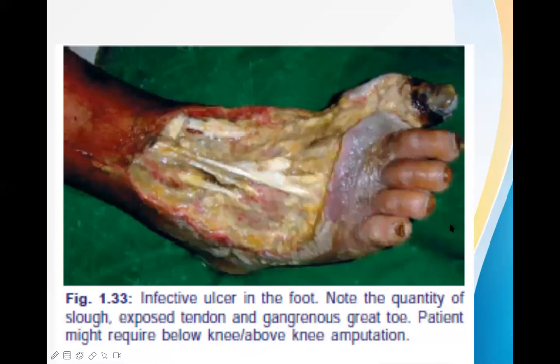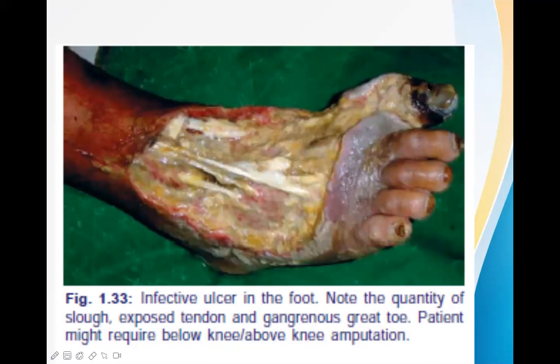Now see here, it doesn't look good at all. This is an extensive type of ulcer. This is an infective ulcer in the foot. And all this substance, the whitish, brownish looking substance, is slough. This is dead tissue. You can see the exposed tendon here.